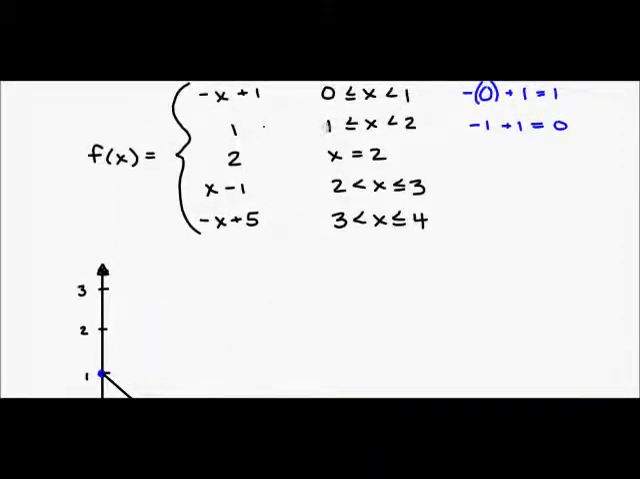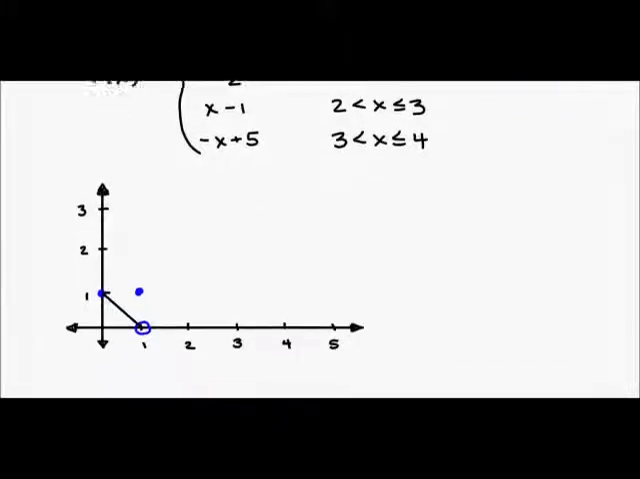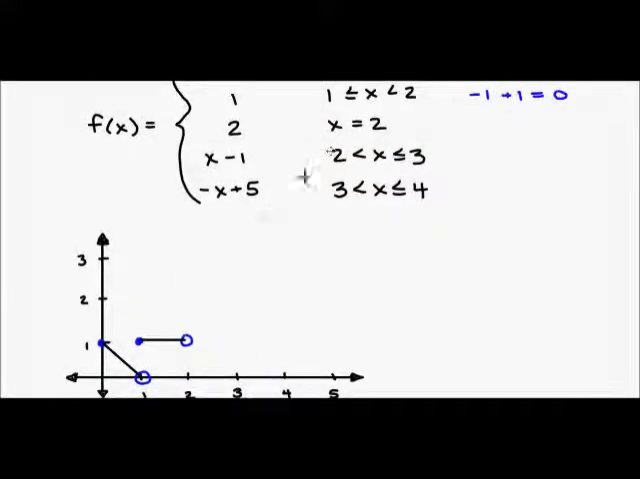f of x equals 1 between 1 and 2. So that is here. It's a closed circle and then an open circle on 2. Okay. f of x is 2 when x equals 2. So there's a point up here.